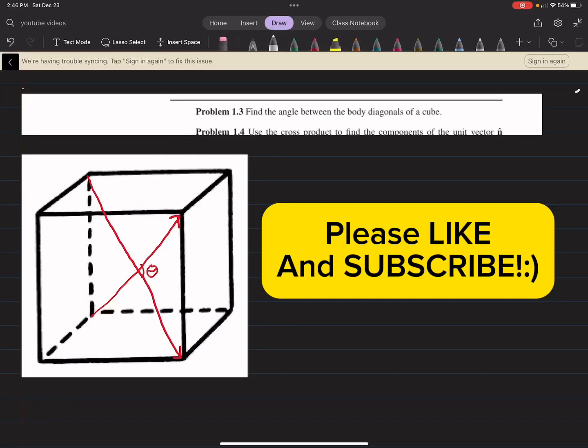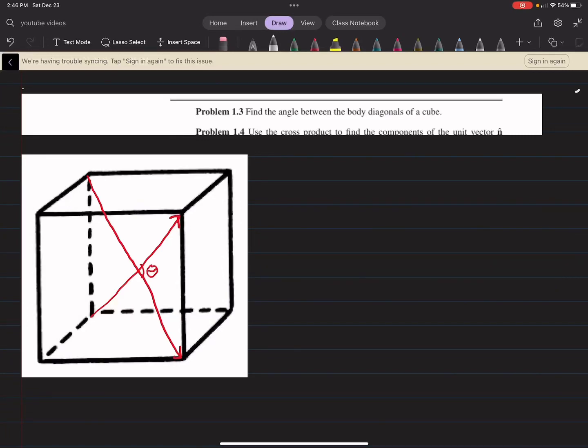Okay, so this is problem 1.3 out of Griffith's Electrodynamics, and it says to find the angle between the body diagonals of a cube. So the first thing we want is to get a picture of what it is that we're trying to find. So I just drew that over here so you can visualize what actual angle we're looking for. So that's the first step.